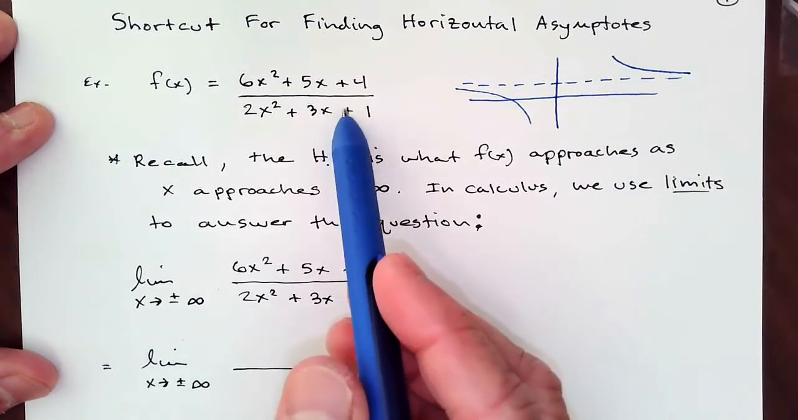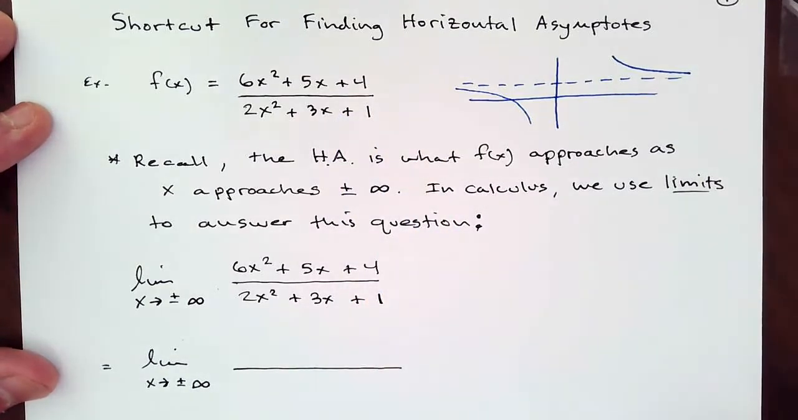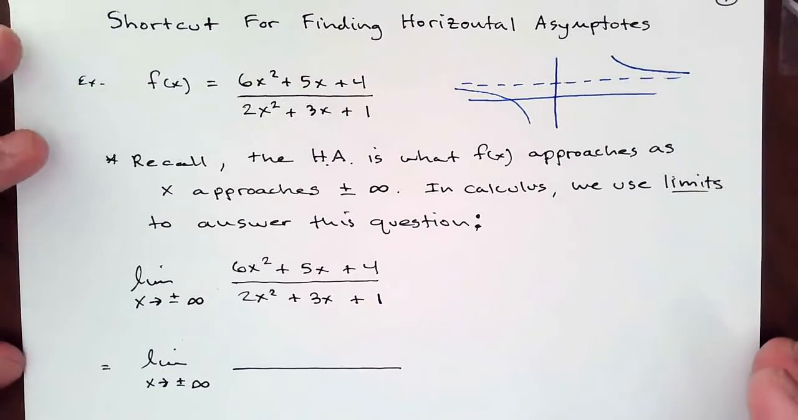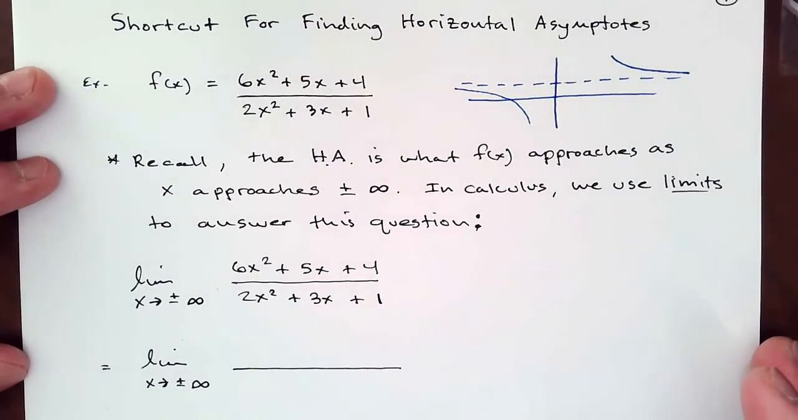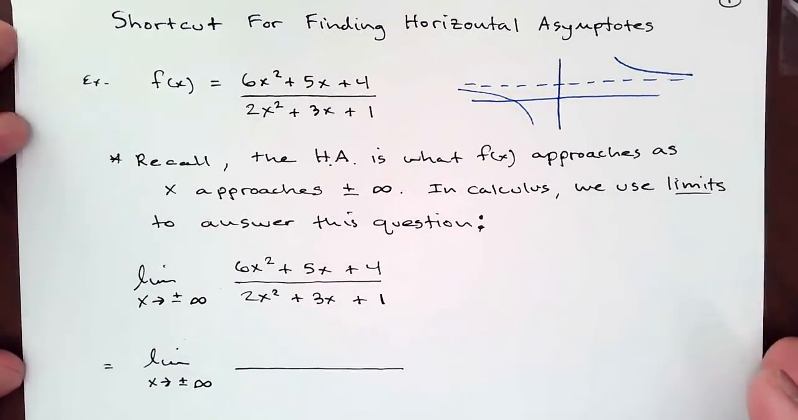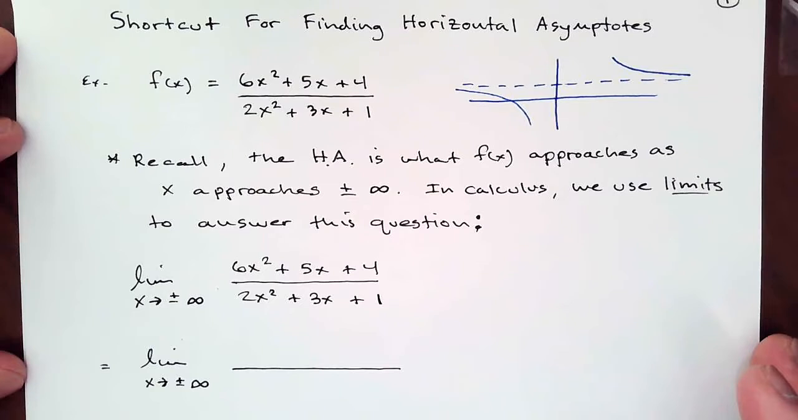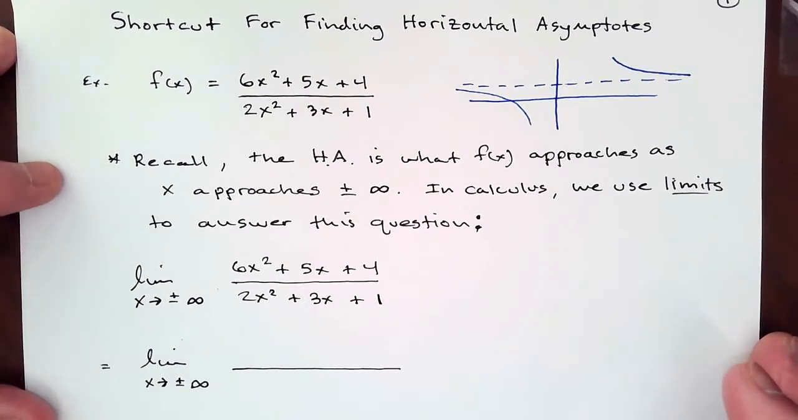So let's just look at this random one. We're not going to graph this. We're just going to focus on horizontal asymptotes and discuss a shortcut that often gets taught in pre-calculus because they don't really want to talk about limits yet until you get to calculus.